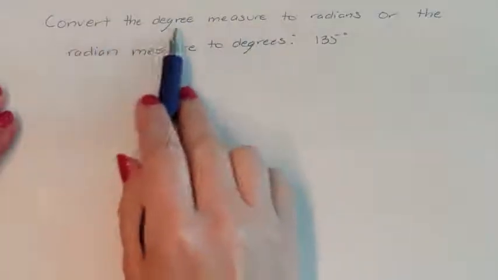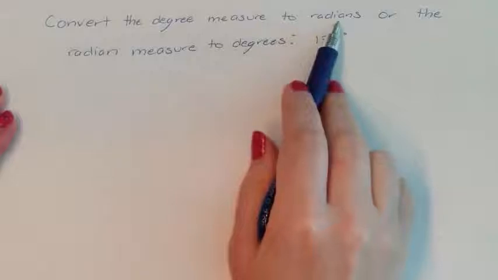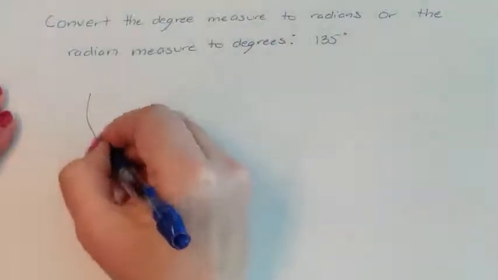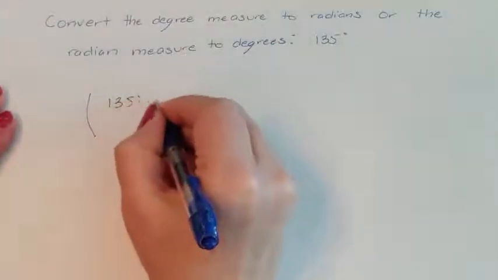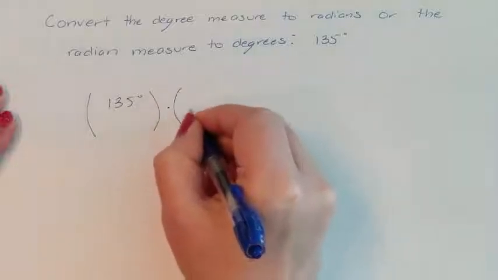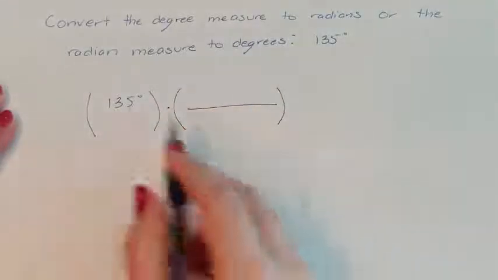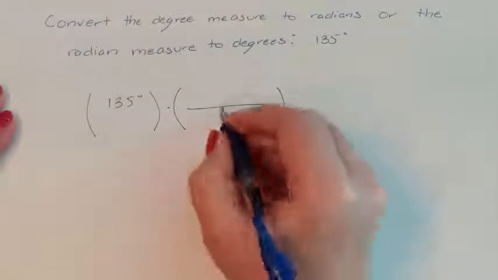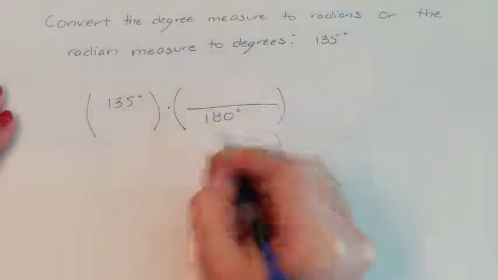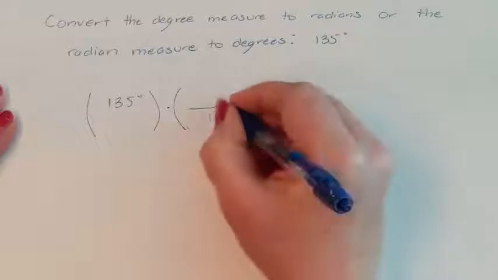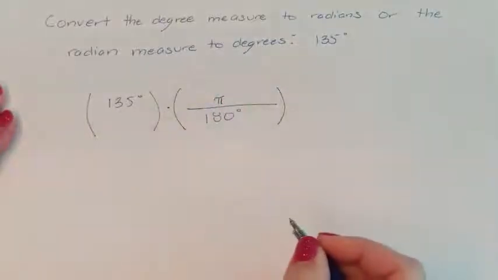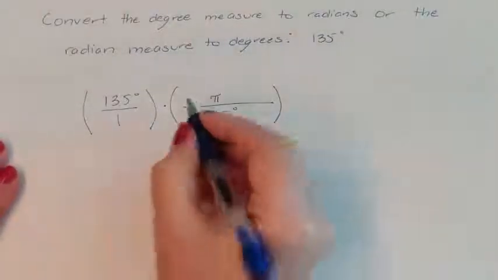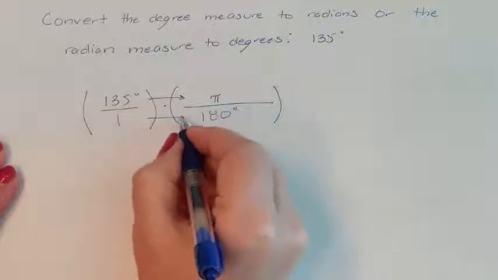So we have the degree measure 135. They want us to convert it to radians. So I have 135 degrees. I need to multiply it by the ratio from the beginning. Since degrees is in the numerator, I need the ratio that had degrees in the denominator so that they end up canceling each other out, which means my numerator had to be the pi. So we're going to make this a fraction over 1, and we are going to multiply straight across.